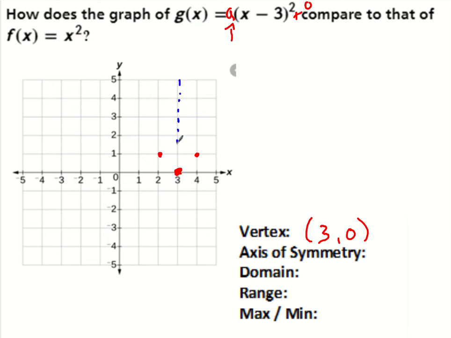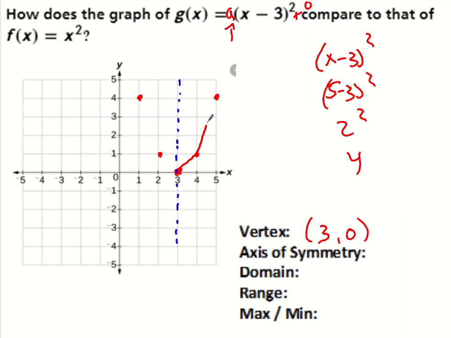Now, because I have to have another point, I can look either at 1, because that's the next one over on the left, or I can look at 5. So if I were to plug in 5 for x here, it's x minus 3 squared. That'd be 5 minus 3 squared, which is 2 squared, which is 4. So in 5 we're at 1, 2, 3, 4. That's 2 away from the axis of symmetry, so 2 away from the axis of symmetry will also be 4. And then there's my graph.